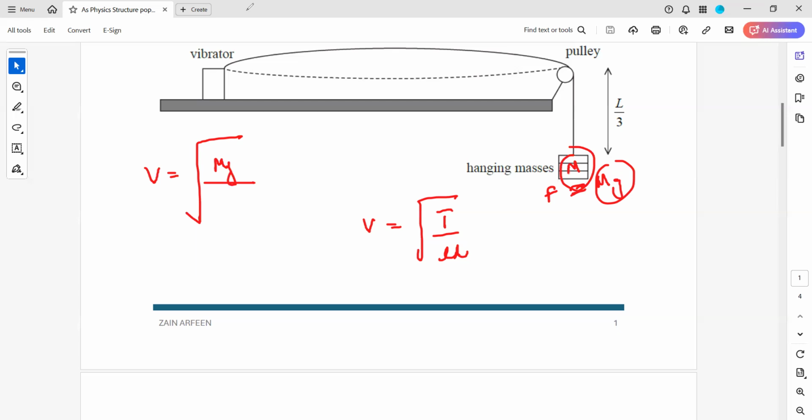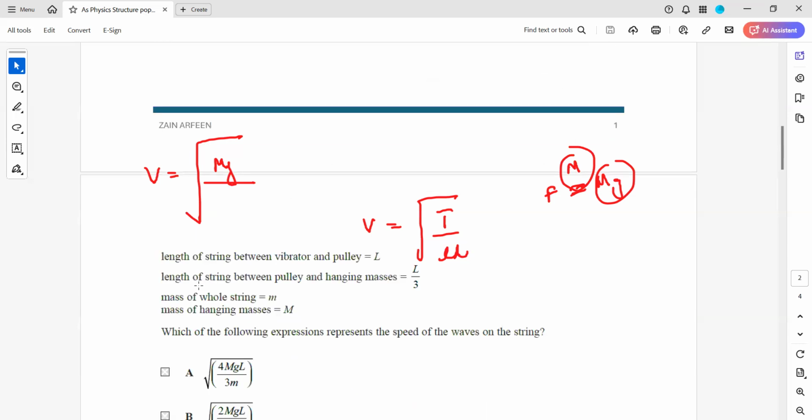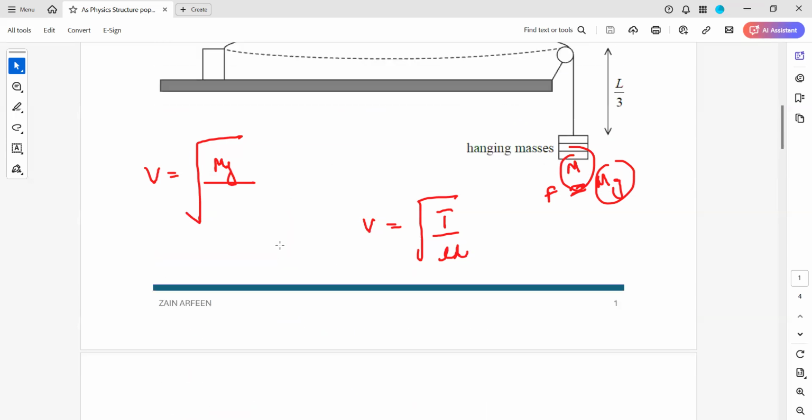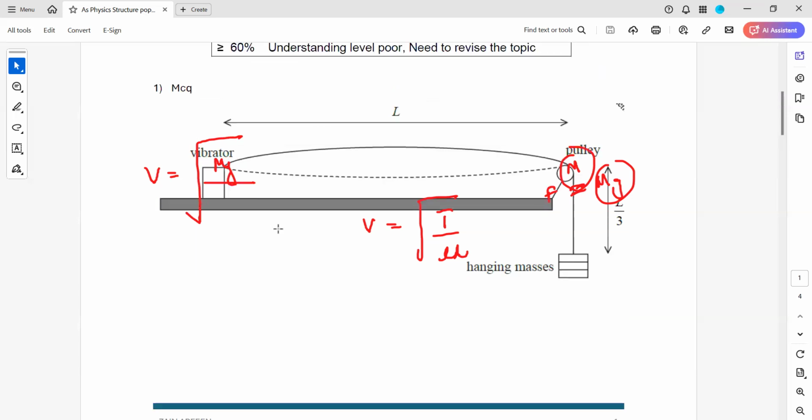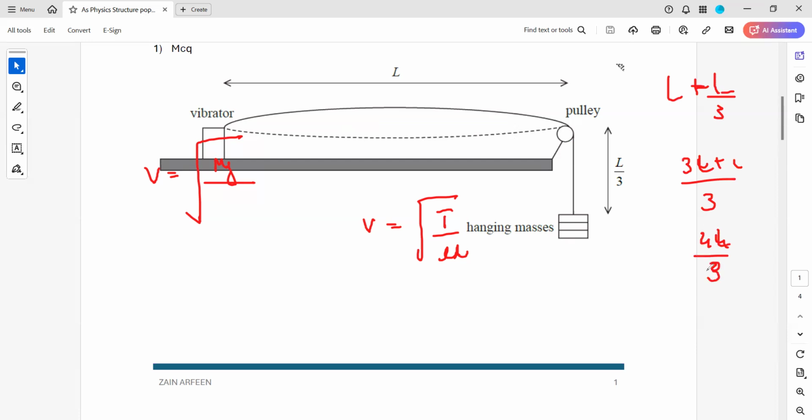What about mu? Mu is called mass per unit length, like the mass of a string divided by the total length. So the mass of the whole string is M. And what is the total length of this string? The length from the vibrator to the pulley is L, and the length from the pulley to the hanging mass is L by 3. So the total length of the string will be L plus L by 3, so it will be 3L plus L, which is 4L by 3. Yeah, that's right, the total length is 4L by 3.